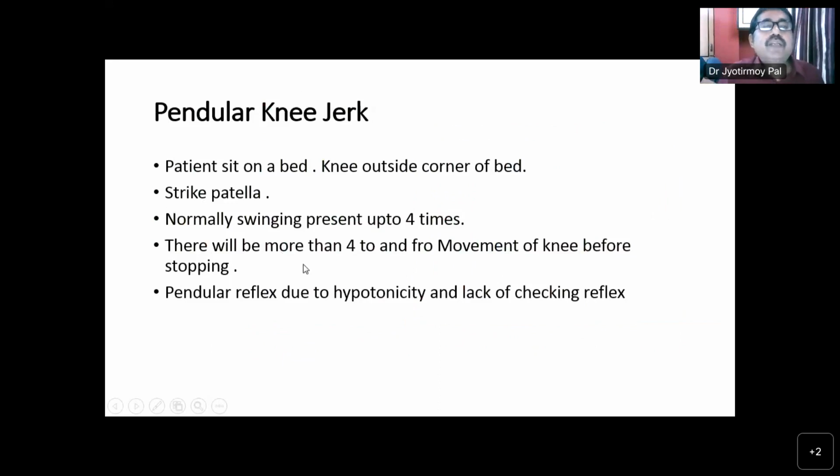Pendular jerk. You sit on a bed, knee outside the corner of the bed, and strike your patella. You do it on yourself. Normally the swinging will be up to 4 times. But if there is more than 4 times swinging, and after that the knee or lower limb comes to a halt, that is called pendular jerk. Normal swinging is up to a maximum of 4, usually 3. Then this movement will stop. But pendular reflex is basically due to hypotonicity and lack of checking reflex of the lower limb.